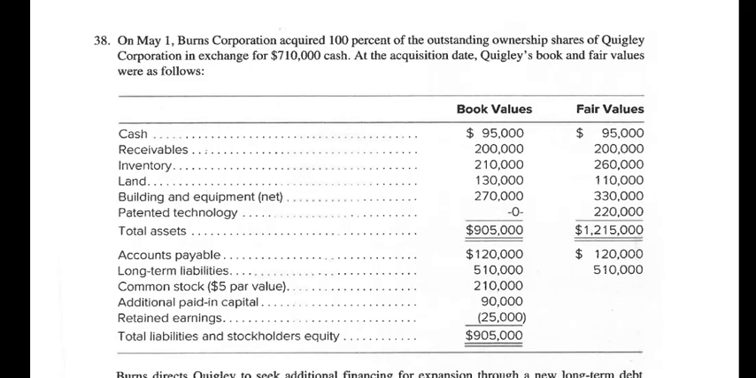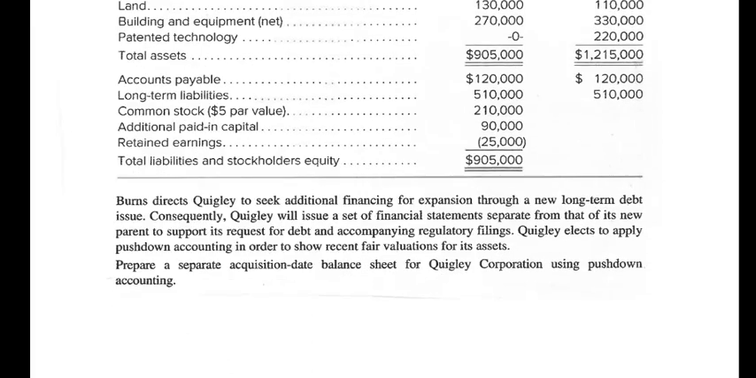So you would want to look for differences because those differences would need to be allocation of the excess, and also, depending on what asset it is, might need to be amortized. Let's skip down a little bit lower. Burns directs Quigley to seek additional financing for expansion. So they're just setting up a fake scenario here. The idea is we, Burns, have told the subsidiary, hey, I want you to go out and borrow money. So go to a bank, show them just your own financial statements, right? Just Quigley. So consequently, Quigley needs to prepare financial statements separate from that of its parents.